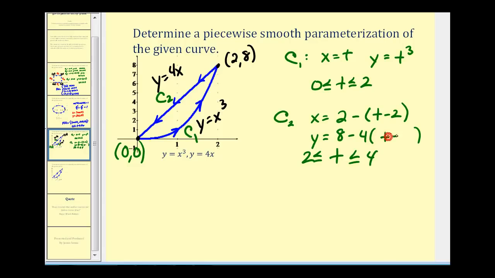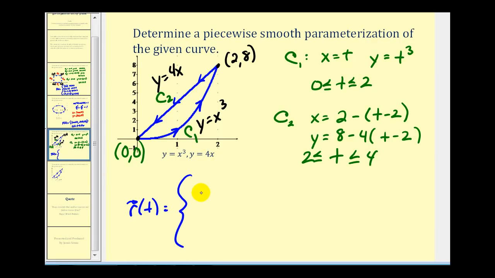So if we put t minus 2 here, let's check it. When t is 2, we would be subtracting 0 from 8. When t is 3, we'd have 8 minus 4. And when t is 4, we'd have 8 minus 4 times 2, which would give us 0. So this works. Let's go ahead and write this as a vector valued function.